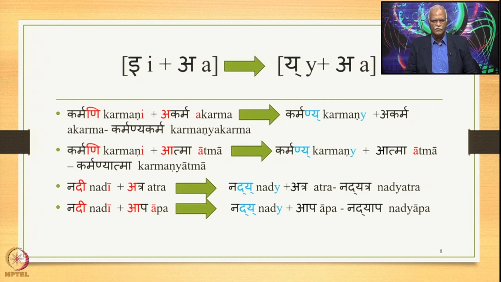Similarly, A, which also represents its homogeneous sounds, so it can also represent the long variety of A, namely A, and so we have karmani plus atma, E followed by A, and 6177 would apply, and so we get the output karmanya atma and karmanyatma.